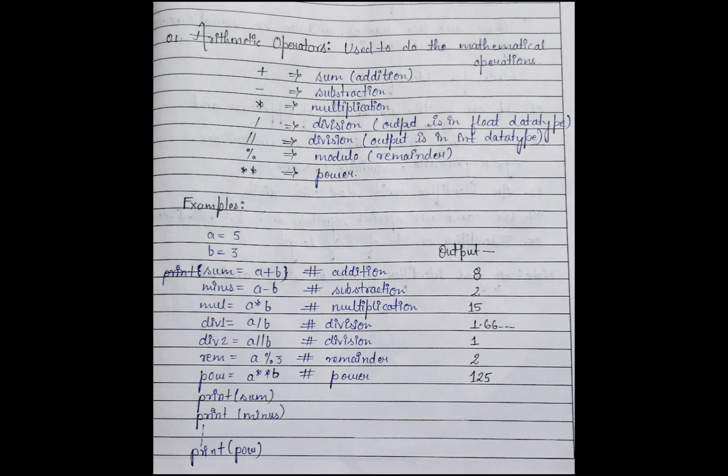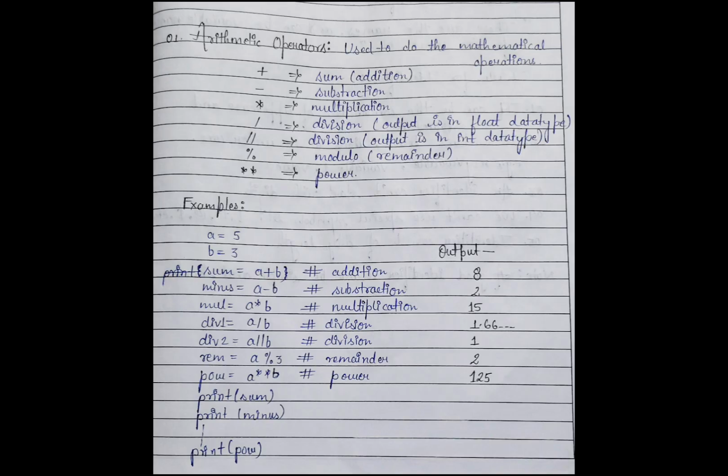Here we can see, I have taken the first variable a, which contains the data 5, and another variable b, which contains 3. The first operation I have performed is the summation. I have taken the variable sum. Here sum, minus, mul, div1, div2, rem, pow, these are the variables I have taken, and you can take the variables according to you. So sum is equal to a plus b.